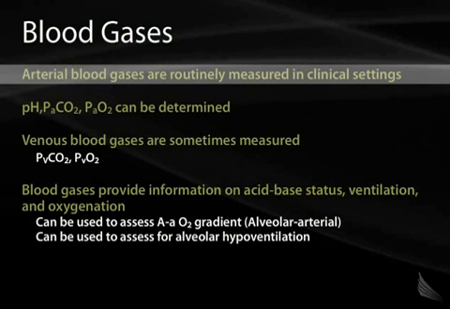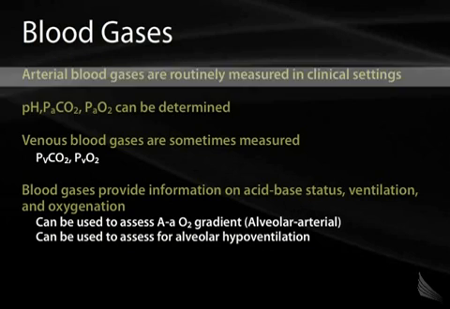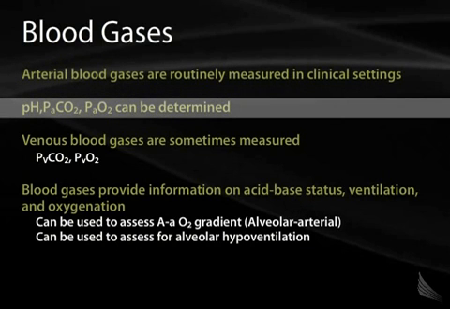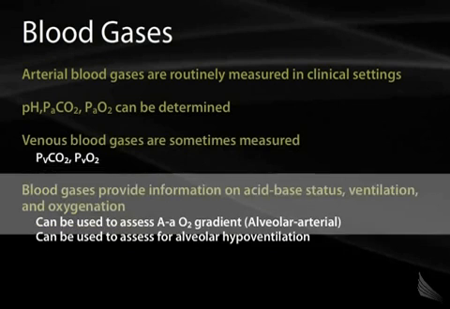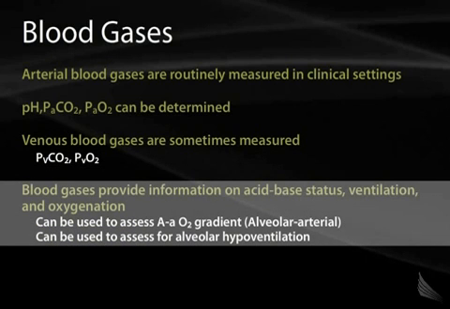In a clinical setting, we often measure the arterial blood gas. We might get a pH, the arterial CO2, and the arterial O2 from this gas. Sometimes venous blood gases are measured as well. These can be used to calculate the AA gradient and can be used to give some information about the acid-base status of the patient.